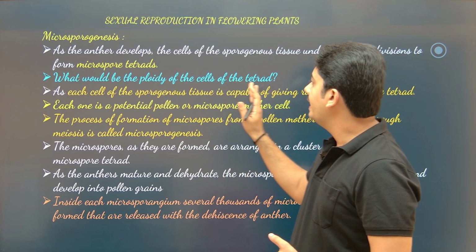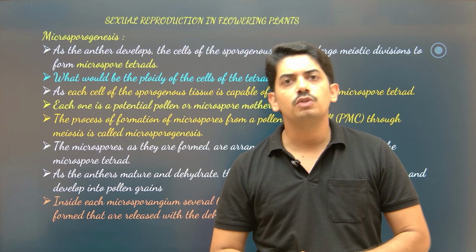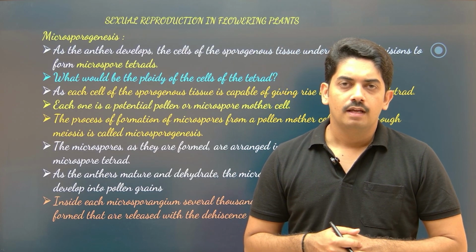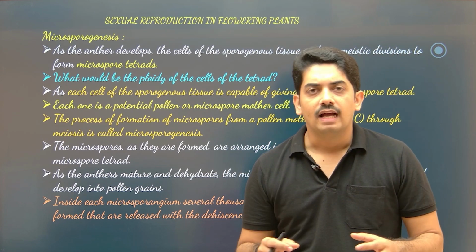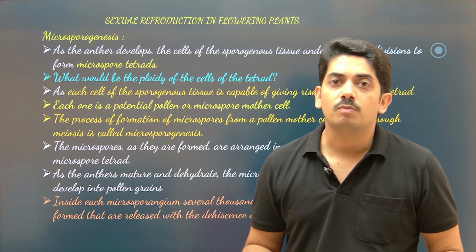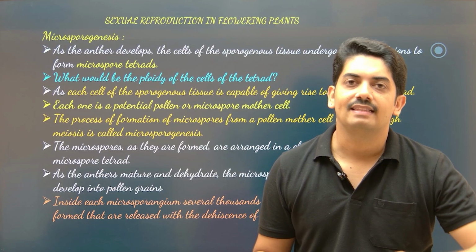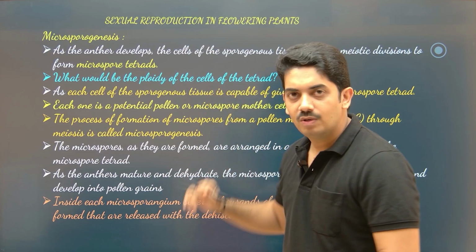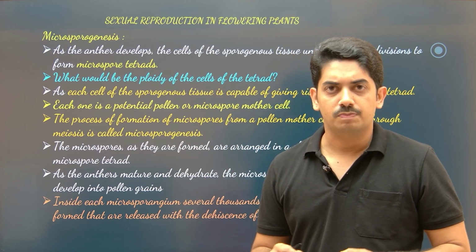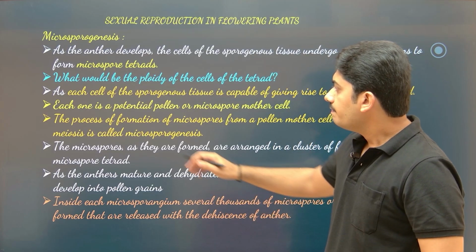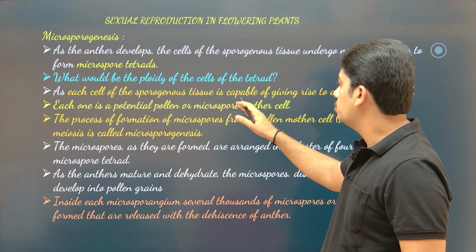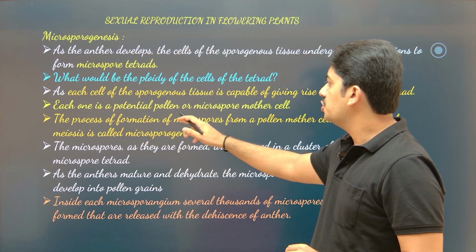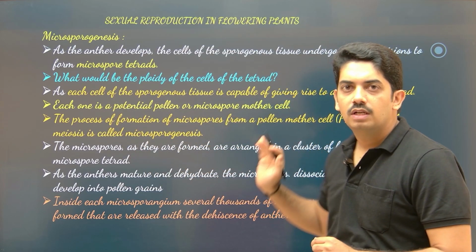Now, what would be the ploidy of the cell of the tetrad? Do you know what is ploidy? Ploidy is nothing but the number of chromosomes in a cell. Now, when the cell which is diploid undergo meiosis, how many number of chromosomes will be retained in the daughter cells? That is haploid. That means half of the number of chromosomes are retained in the microspore tetrad. So the ploidy of the microspore tetrad is haploid. As each cell of the sporogenous tissue is capable of giving rise to a microspore tetrad, each one is a potential pollen or microspore mother cell.